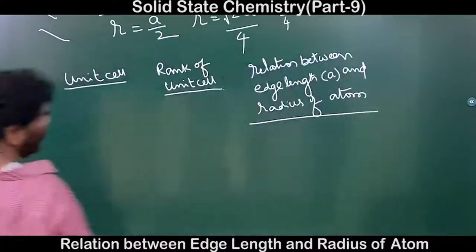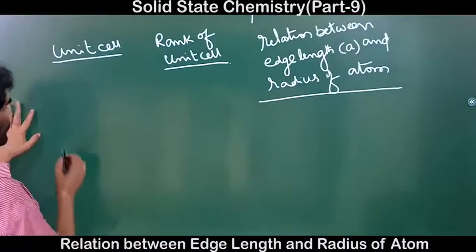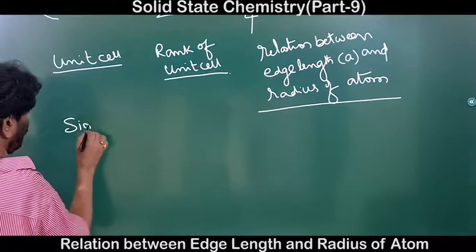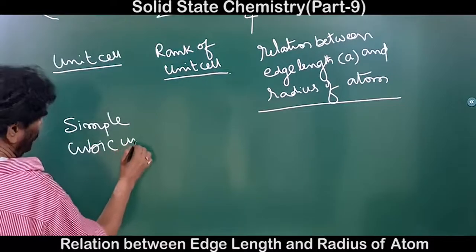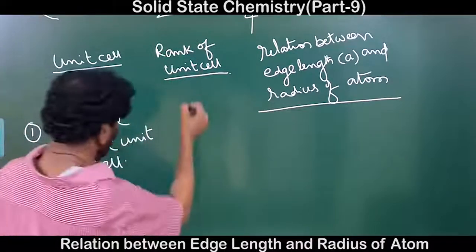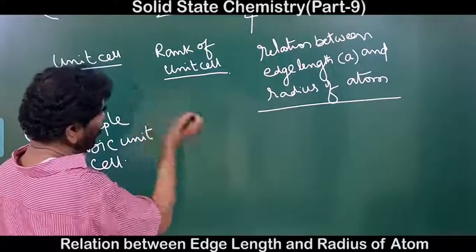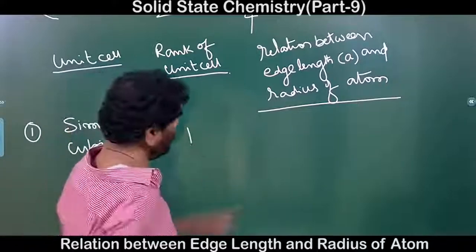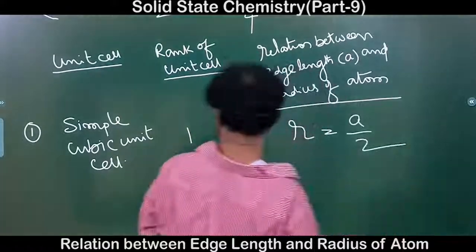This is the relation. So let me take the first, that is the simple cubic unit cell. Rank of the unit cell, the average number of atoms contributing to each unit cell, is 1. We already did it. The relation is r is equal to a by 2. This is the relation.